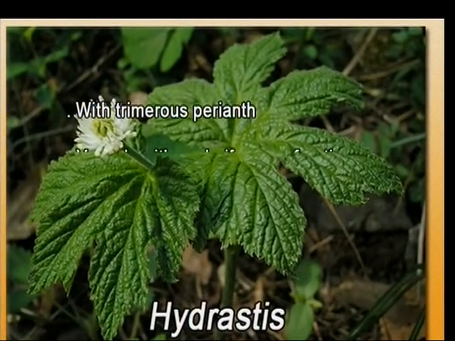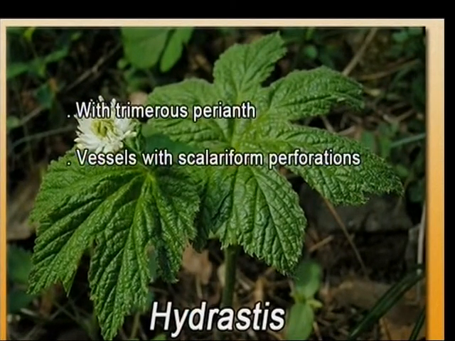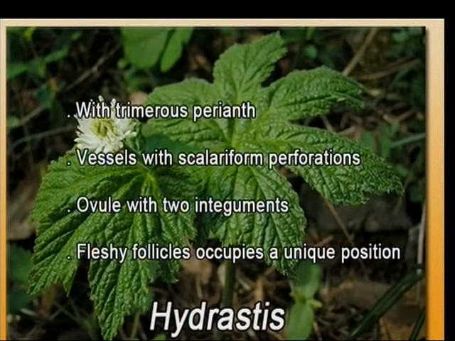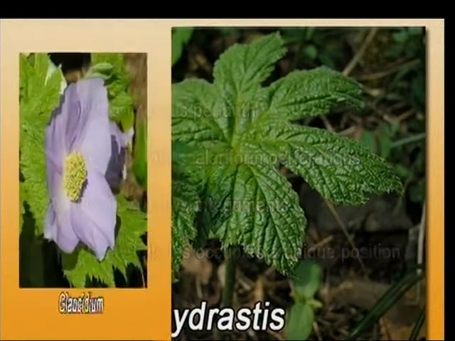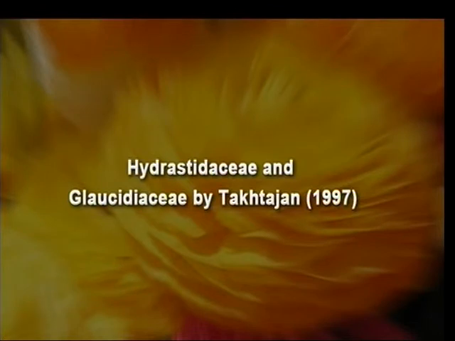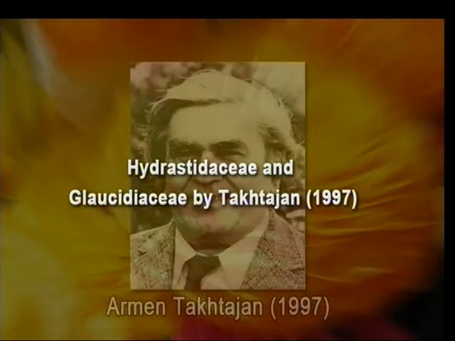Second character, that is vessels with scalariform perforations. Third character, ovule with 2 integuments and fleshy follicles. This genus Hydrastis occupies, because of these characters, a unique position, along with one more genus called Glaucidium. All these morphological data are also supported by molecular data. Both these genera, whether it is Hydrastis or Glaucidium, were recognized as distinct families, Hydrastidaceae and Glaucidiaceae, by Takhtajan in the year 1997.